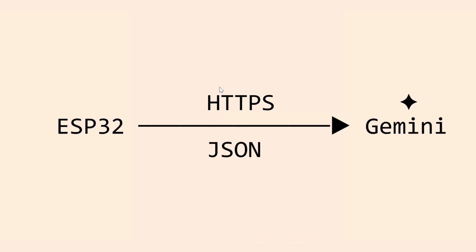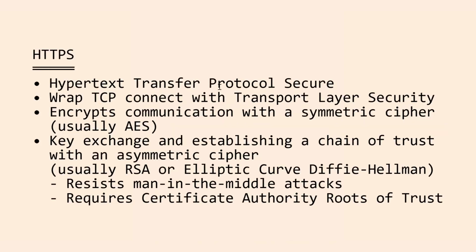So the goal here is to take an ESP32 and talk across the internet over HTTPS. This is going to involve some JSON to talk to the Gemini API. We're going to have to talk HTTPS. This is the encrypted protocol that folks use to talk over the internet. It's a wrapper, the TLS layer around a TCP connection, or this used to be called a secure socket layer.